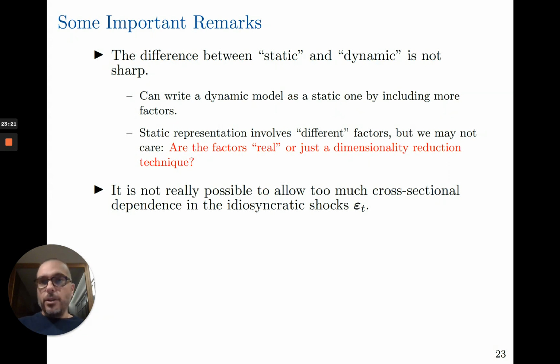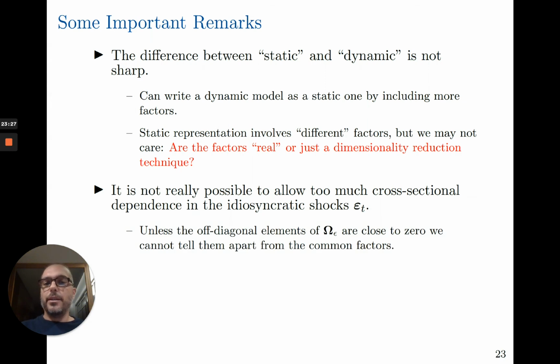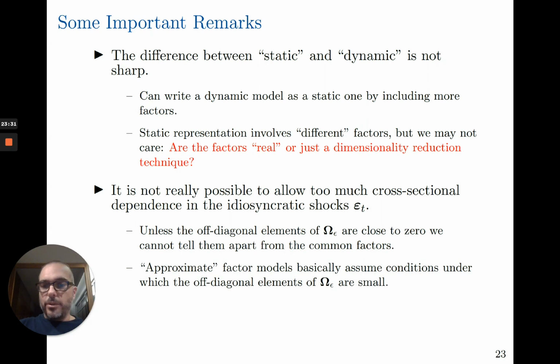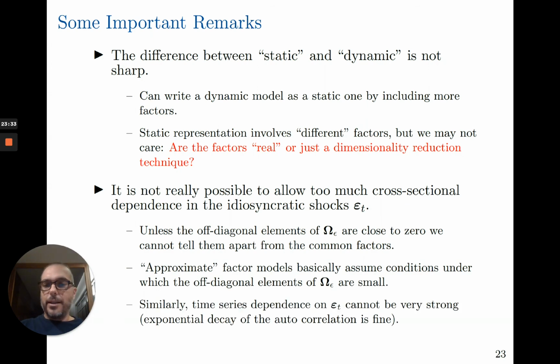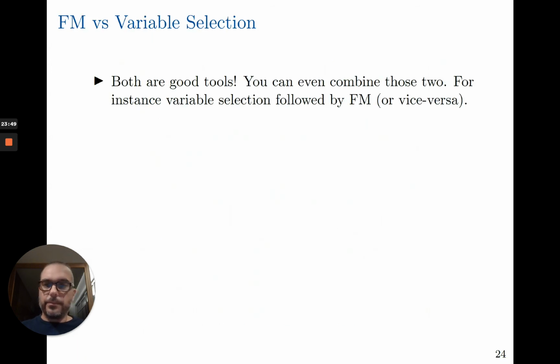And the other point is that it's not really possible to allow a lot of cross-sectional dependence in the idiosyncratic shocks. So we need the omega matrix to be almost sparse. We can allow for time series dependence, but it cannot be very strong. Basically we are saying that most of the dependence, either in the cross section or in the time series, will be driven by this set of factors.